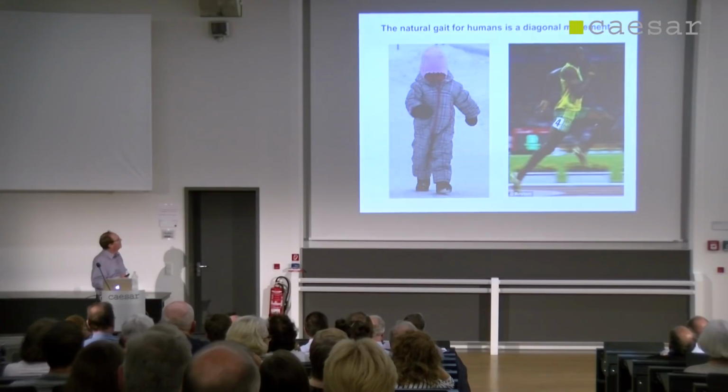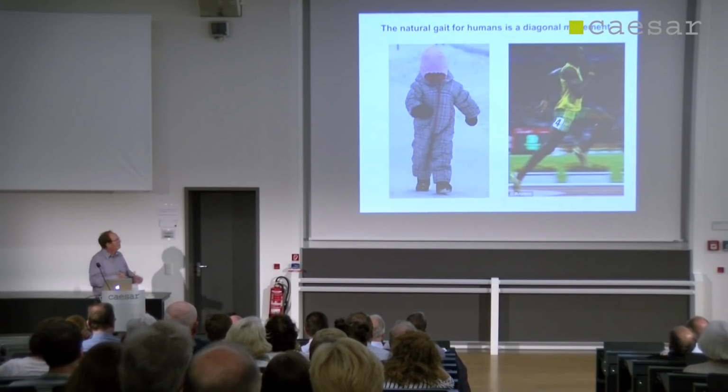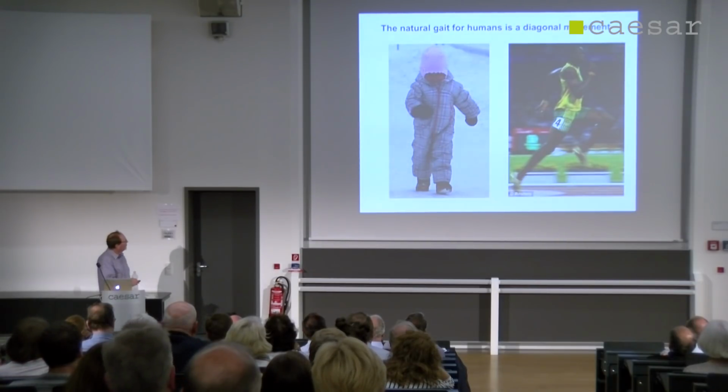So the natural gait for humans is in fact a diagonal movement. So you could see that by this. You could see this little girl here. She's walking on.